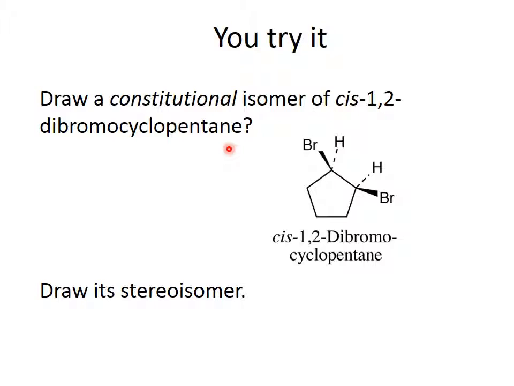Go ahead and draw a constitutional isomer of cis 1,2-dibromocyclopentane. Remember, there's more than one possible answer here, so don't let it bother you. But go ahead and try and figure out what would be a constitutional isomer, and then draw the stereoisomer of this. So it's a 2-step problem. Pause it, and then restart when you've gotten your answers.